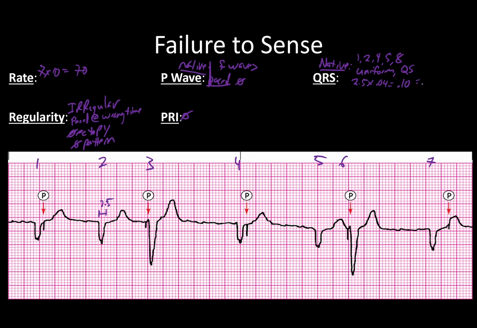0.10. So we have a normal width QRS for our native beats. Our paced beats, those are going to be numbers 3, 6. Those are the only ones we have. So number 3 and number 6. Those are wide and definitely taller than the non-paced beats. So right away we're assuming that this one's going to be V-paced.